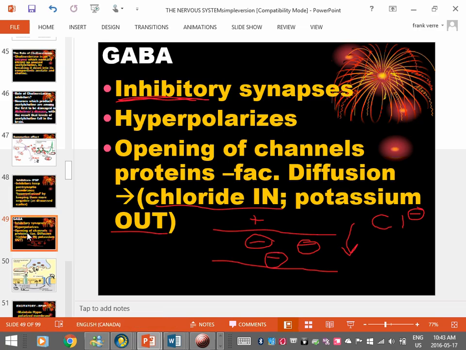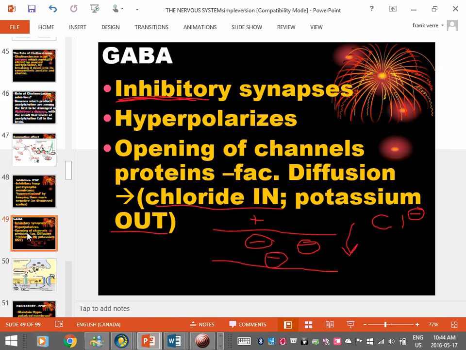Now let's think about this for a second, okay? What's chloride's charge? What is it? Negative or positive? Negative. So if the neuron is already negatively charged, and we put in more negative ions, which way does the voltage in the neuron go? Towards threshold or away from threshold? It's away. It's further down.